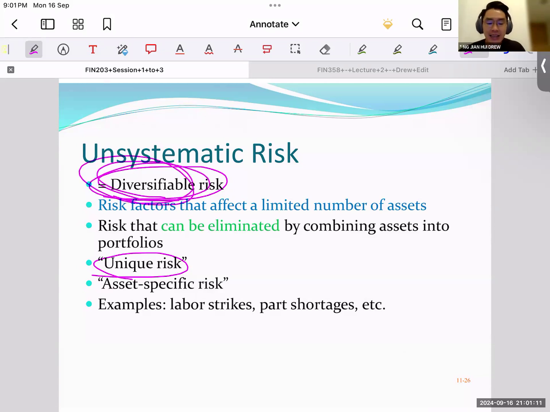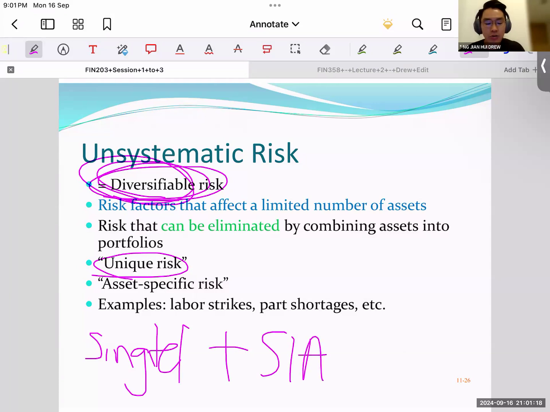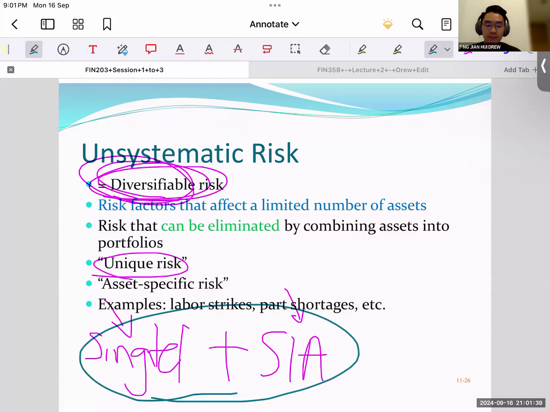What does that mean? Let's say you have Singtel, right? And then let's say you add something else, you add SIA. So if you have a wireless outage for Singtel, it affects the Singtel users, affects the Singtel stock, but it doesn't affect SIA, right? There's no effect on SIA. And so if you combine Singtel and SIA together in a portfolio, this unsystematic risk of an outage will be reduced because they cancel out each other. And so unsystematic risks are risks that can be diversified, removed.